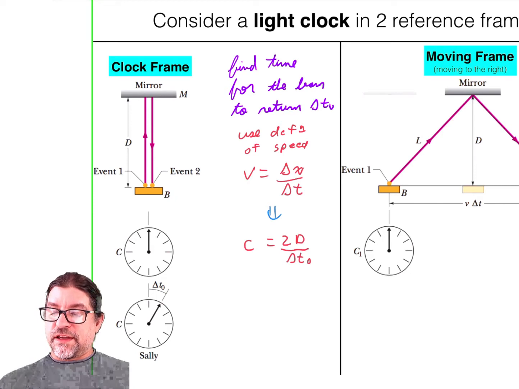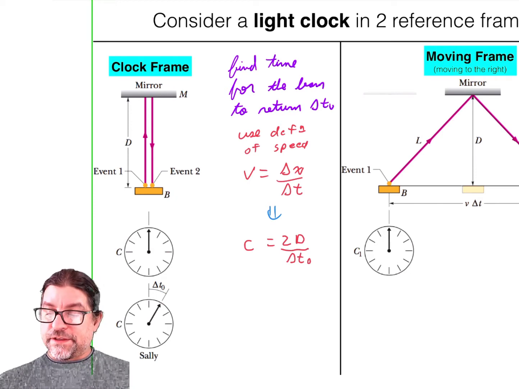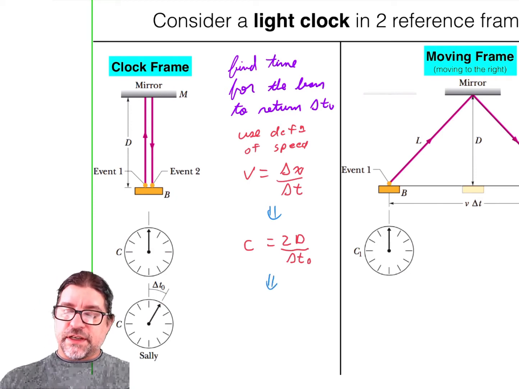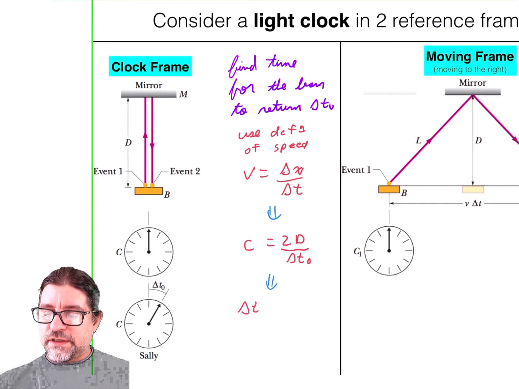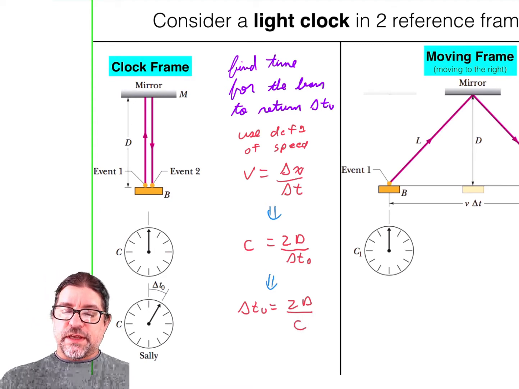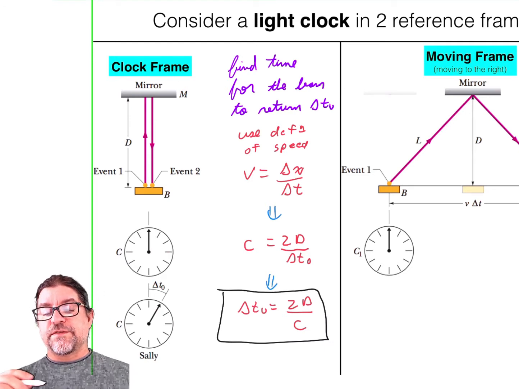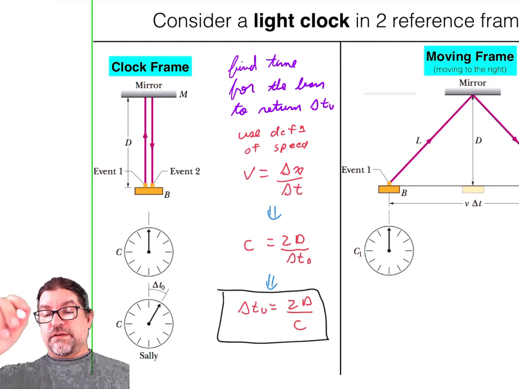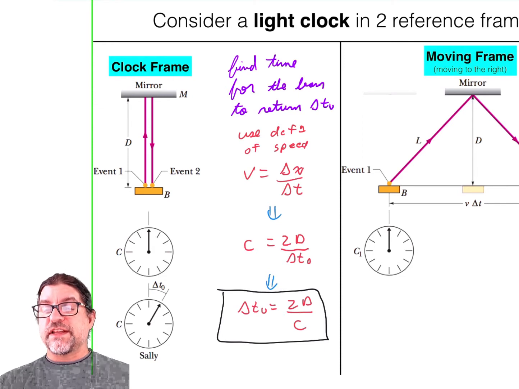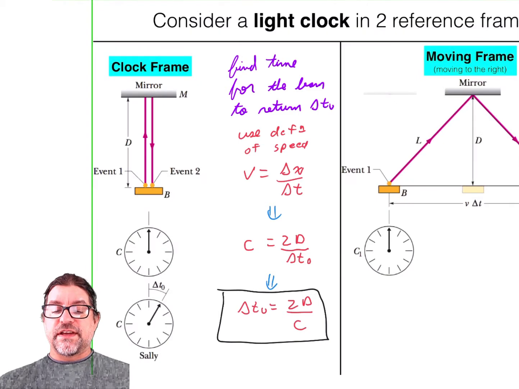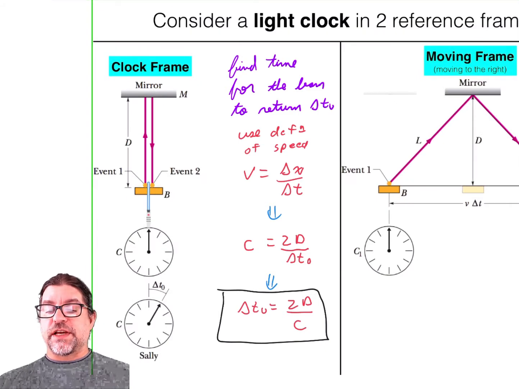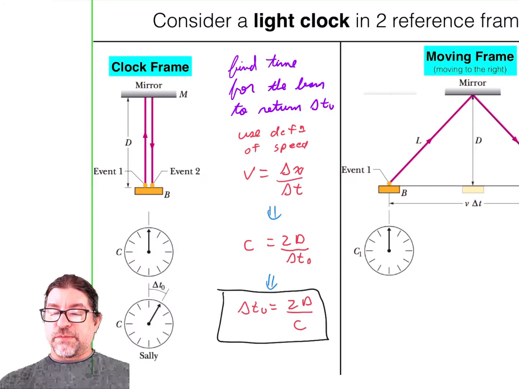All right, so let's solve that for delta t naught. I have the expression that delta t naught is equal to 2d over the speed c. So that is our expression for the time it takes for the beam to go to the mirror and come back. That's also known as the proper time, because that's the time where both events happen in the reference frame at the same location. So this is known as the proper time.